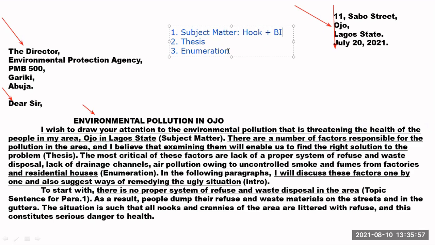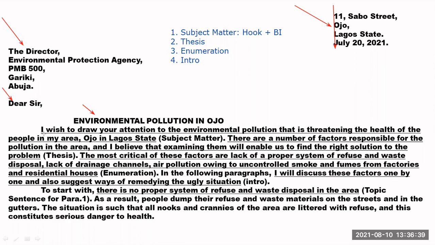Then you must have a thesis. And then the third one, after the thesis, you have your enumeration. And the fourth one is the intro. All right. So you can see that you may not have all of them, but they are all important. If you are able to capture them, you win more marks because you are showing the examiner that you have learned how to write professionally. All right. So now let's examine how these essential ingredients have been used here.